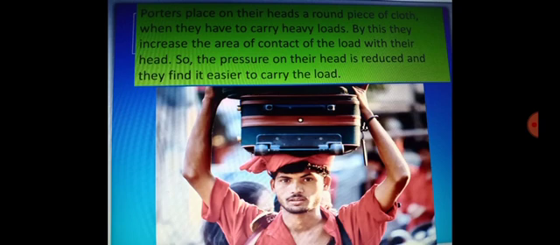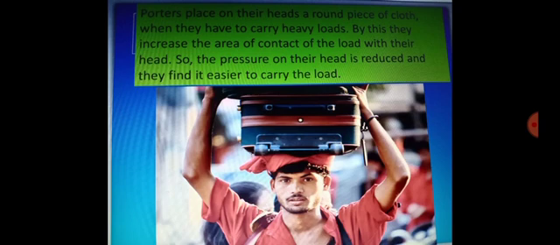Porters who carry luggage in the railway station and so on place on their head a round piece of cloth when they have to carry heavy loads. By this, they increase the area of contact of the load with their head. So the pressure on their head is reduced and they find it easier to carry the load.